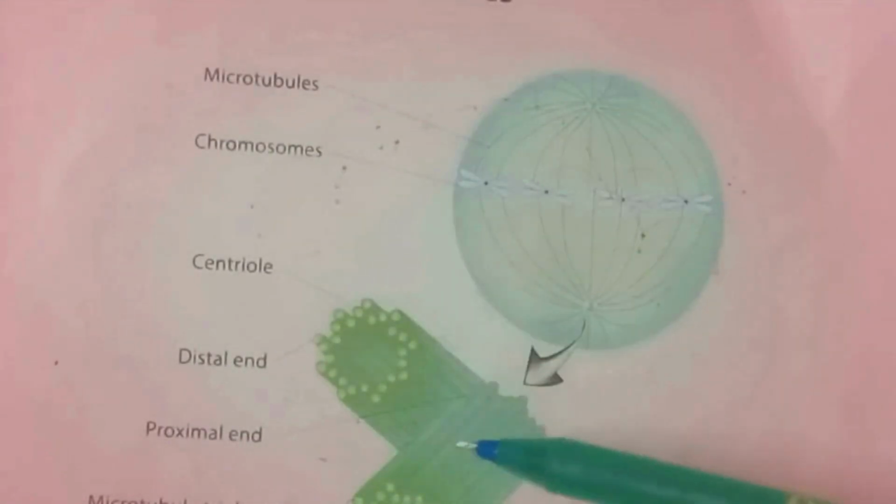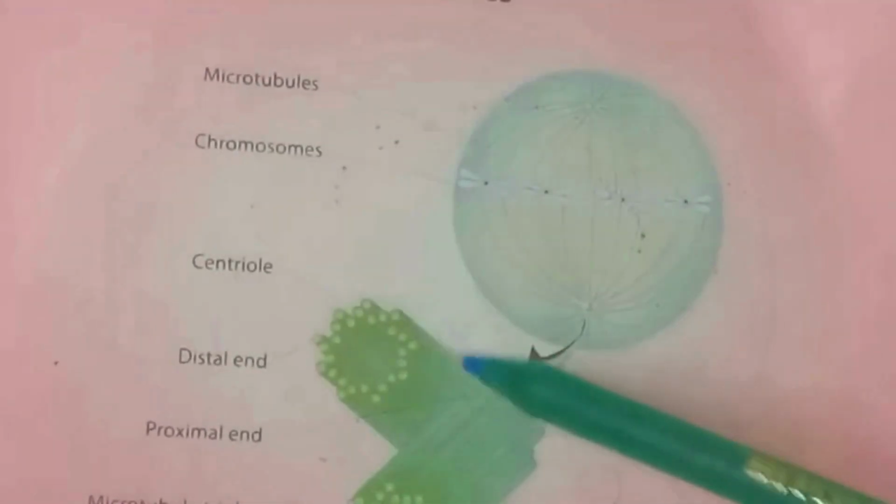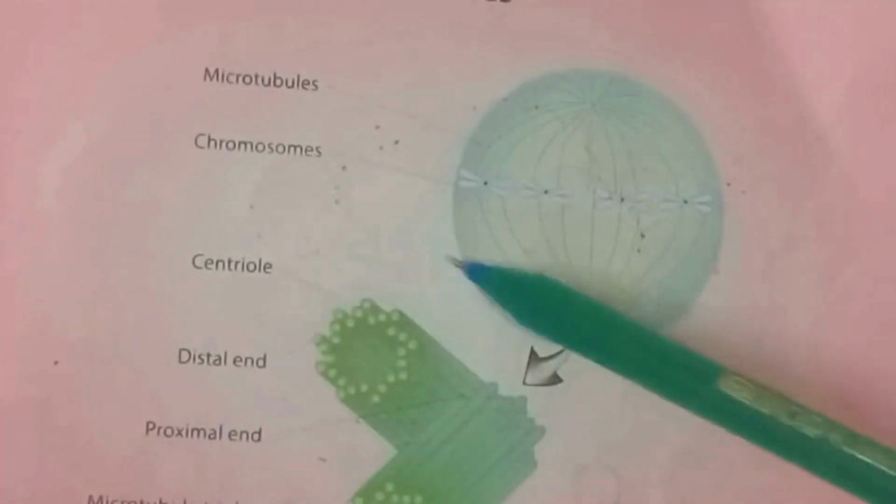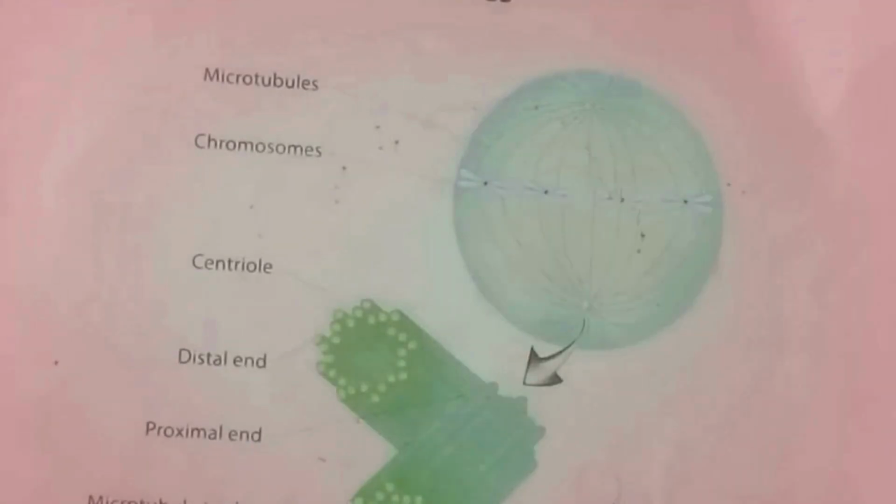Let's discuss the structure of centrosomes and centrioles. Here, the centrosome consists of two cylindrical structures which lie perpendicular to each other and have a cartwheel-like organization, known as centrioles. These are surrounded by amorphous pericentriolar materials. Let's discuss the structure of centriole in detail.